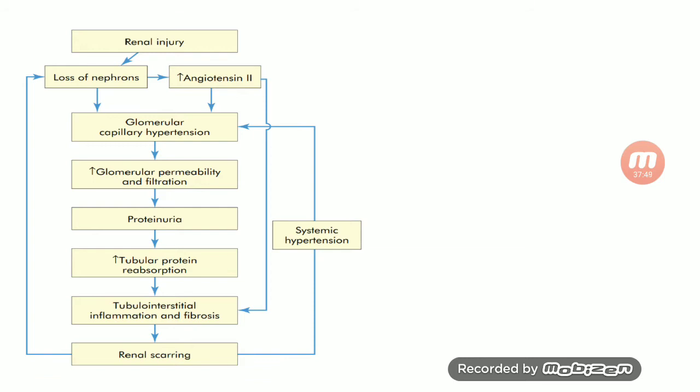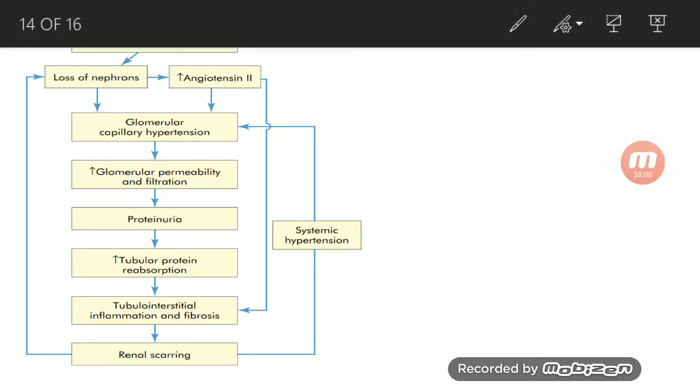So if you see your table over here, first and foremost there is renal injury. Whenever there is renal injury taking place, there is going to be loss of nephrons, right? If there is loss of nephrons, less amount of blood comes into your nephrons, so it will activate your angiotensin system.